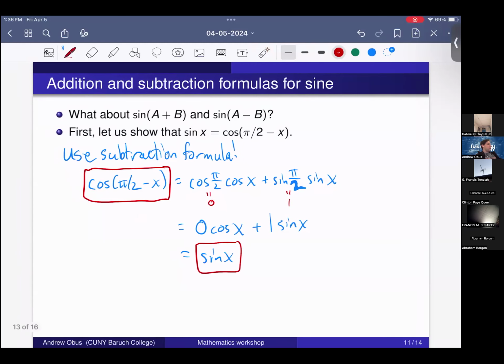Right, and maybe I should just recall over here, if you haven't dealt with radians in a while, recall that pi over 2 radians equals 90 degrees.